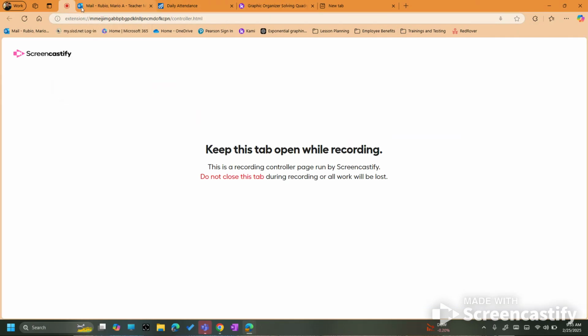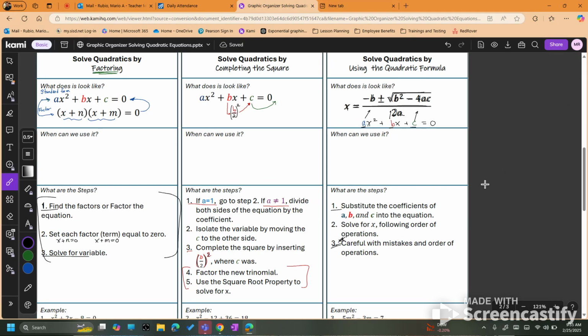So let me see where my controls are. Where are the controls for screen?